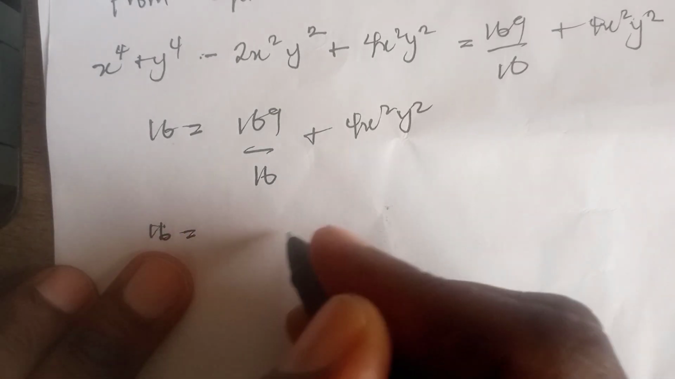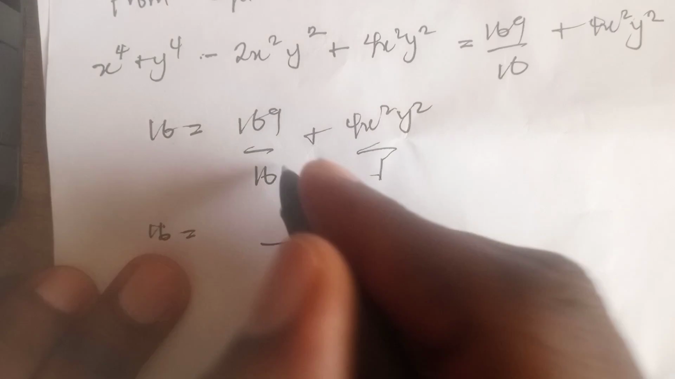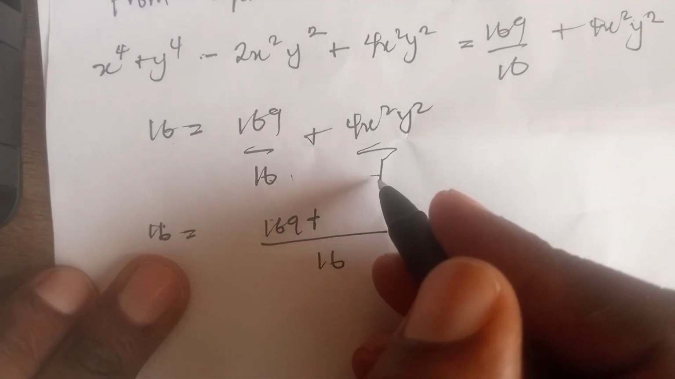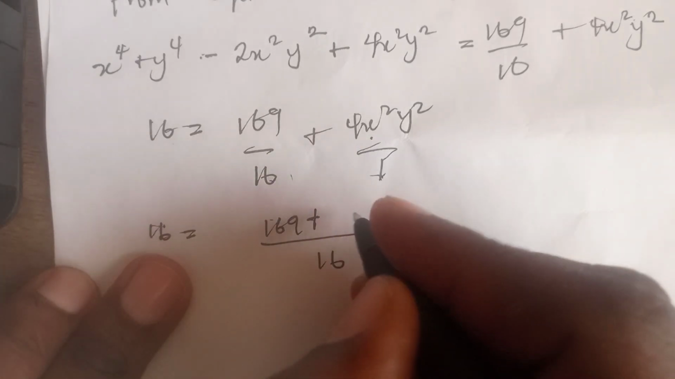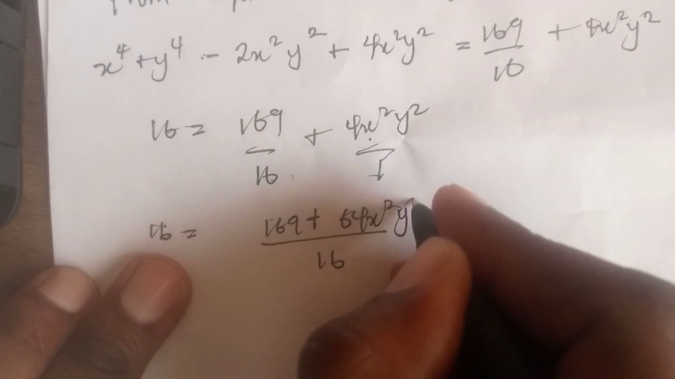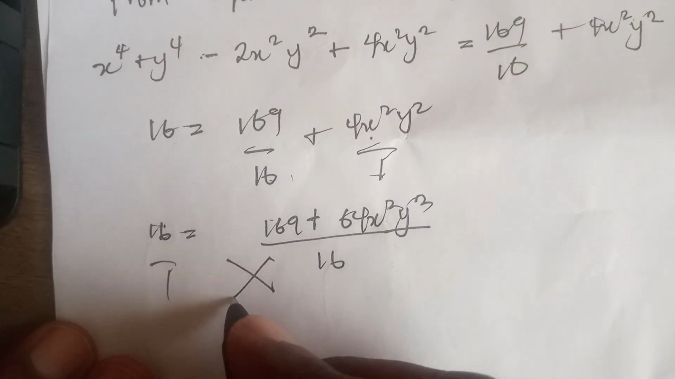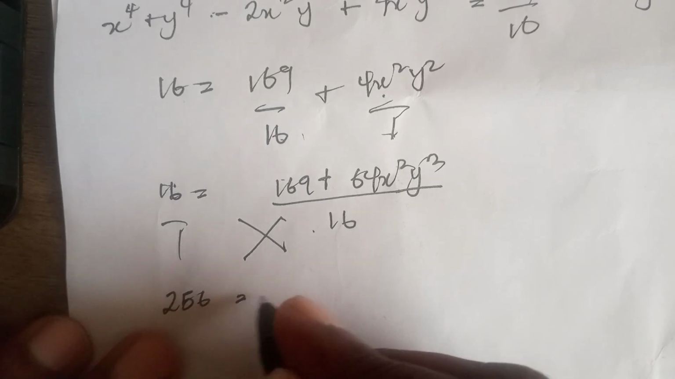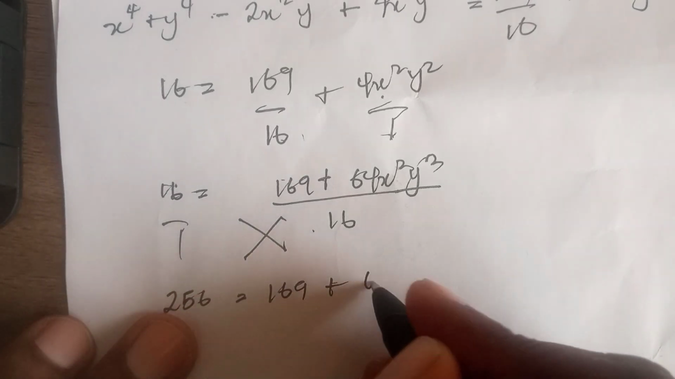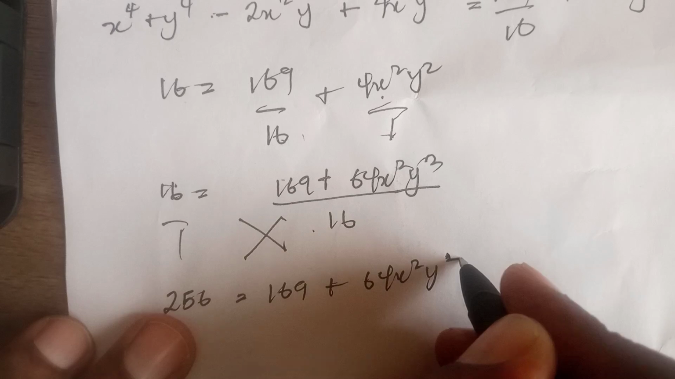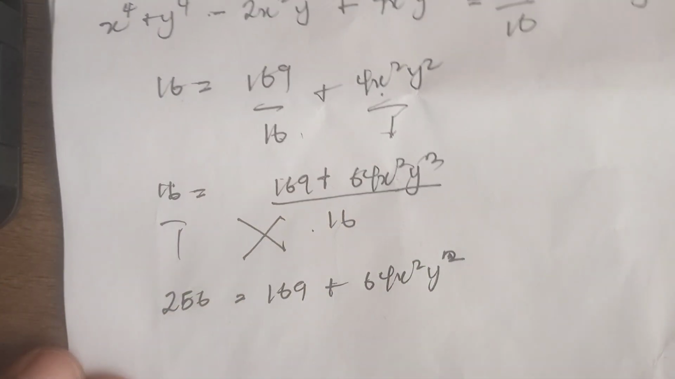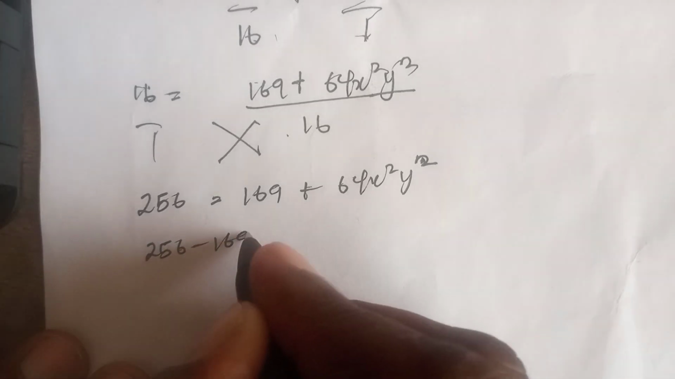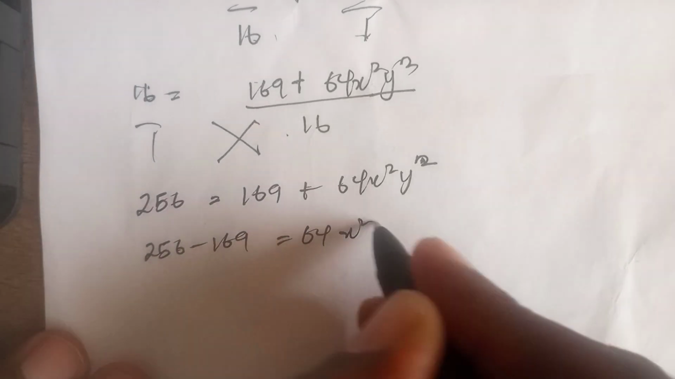So we have 16 equal to, let's find the LCM. 16 over 1, this is 1. 16 divided by 16, 1 times 169, 169 plus 16 divided by 16, 16 times 4x squared y squared, that's 64x squared y all squared. So here, cross multiply. We have 16 times 16, 16 times 16 is 256, equals 169 plus 64x squared y all squared. All right. So let's collect like terms. So we have 256 minus 169 equals 64x squared y squared.